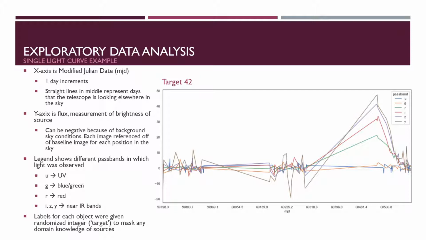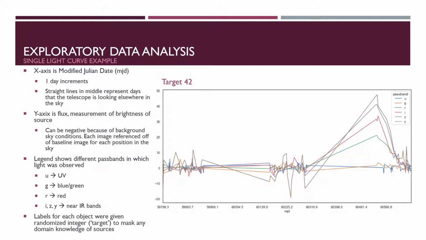Here we see an example light curve for a single object. The x-axis is the date that the observation took place in modified Julian date, where each increment represents 1 day. Due to the planned timeline for how the telescope scans across the sky, the flat lines in the middle portions correspond to the times that the telescope is actually looking away from that object, and the bumpy parts or the noisy regions are when the telescope has the object within its field of view.